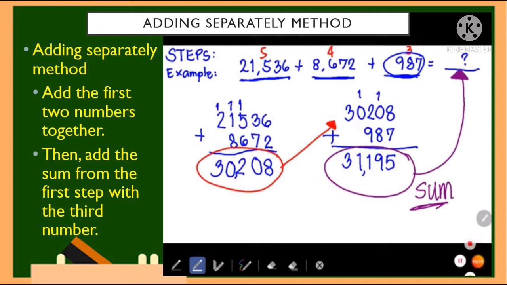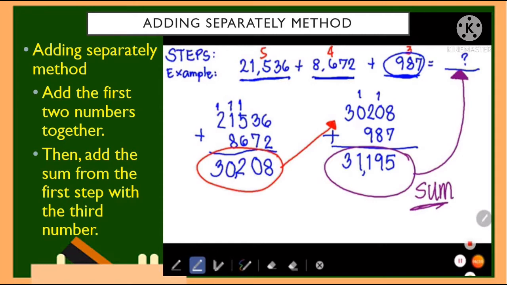Okay, so that is how to add three numbers using the adding separately method. Again, these are the steps. Add the first two numbers together, then add the sum from the first step with the third number. Alright? Don't forget that one.